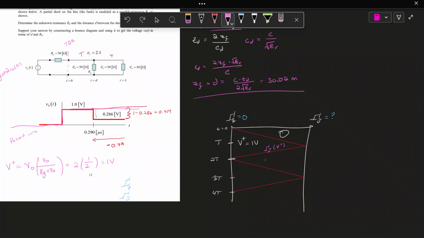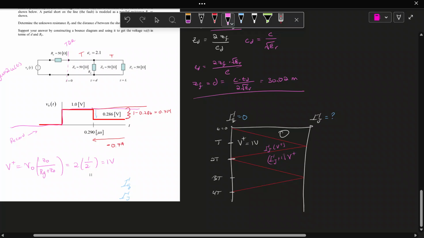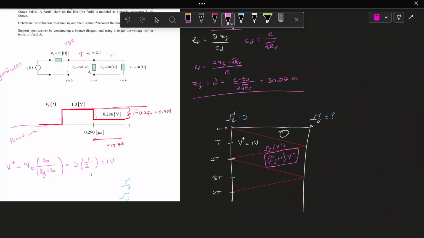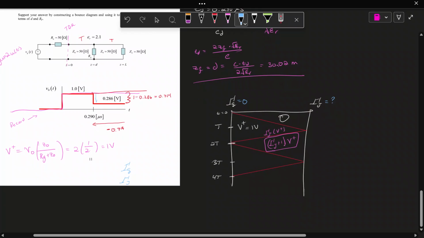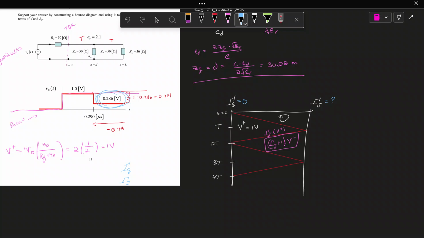But now what we have in this triangle is gamma J plus 1 times V plus. This is the voltage in that area, and that's what we want to use. Why do we want to use that? Because we know the voltage after it hits the junction. That voltage is 0.286.